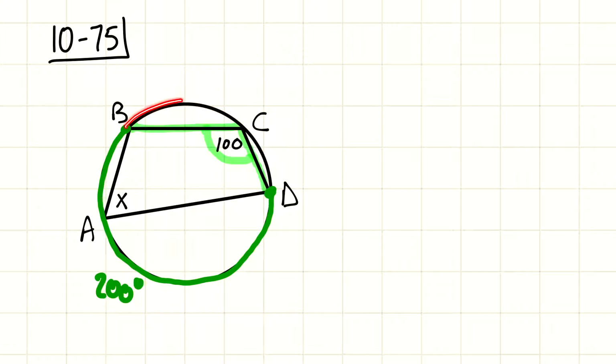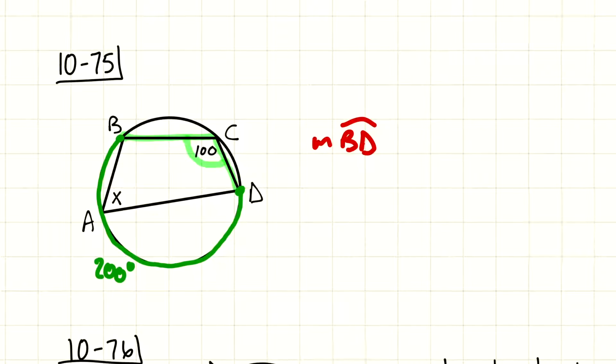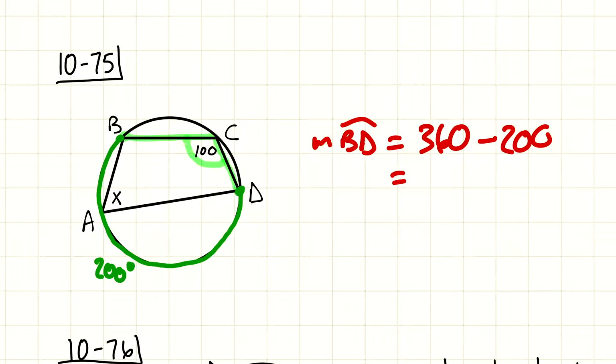So then let me ask you this, what's the measurement from B to D? How many degrees is that? All right, so let's see if you got this correct. The measurement of arc BD in this case is going to equal 360 minus that 200, which is going to equal 160 degrees. So this arc here is going to equal 160 degrees.